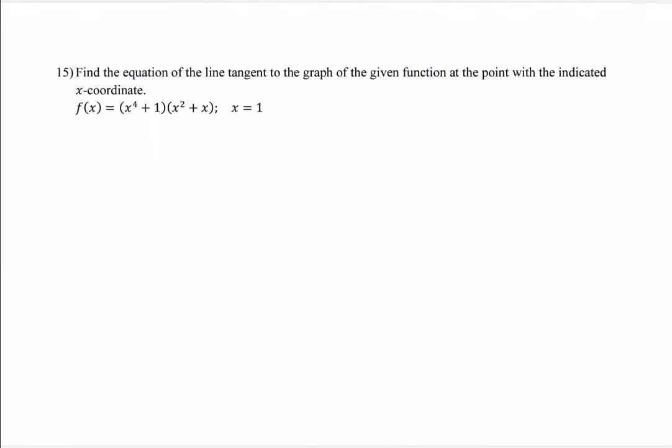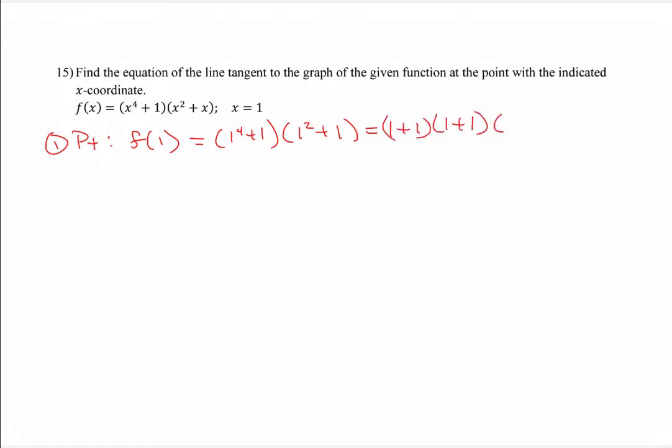Now let's look at how to find the tangent line. All right? The first thing we need to do is we need to find our point. So that is find f of 1. So that equals 1 to the 4th plus 1 times 1 squared plus 1. So that's 1 plus 1 times 1 plus 1. So that's equal to 2 times 2 is 4. So we have the point 1, 4.